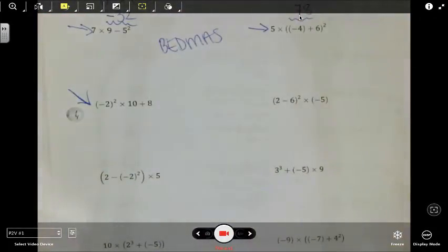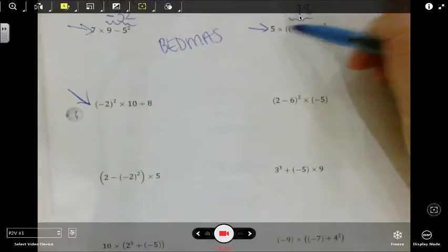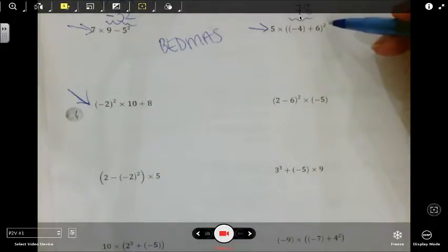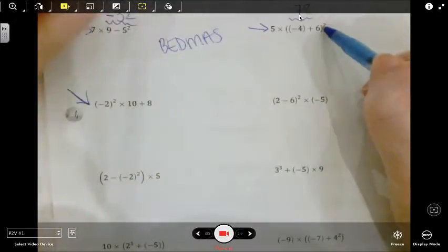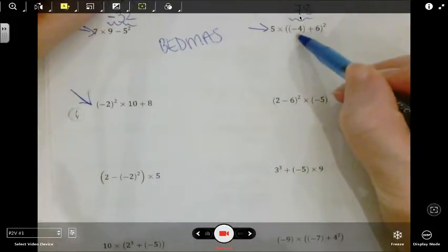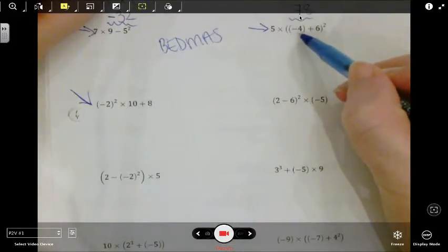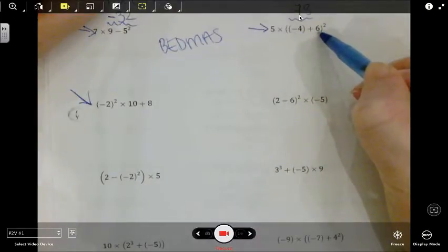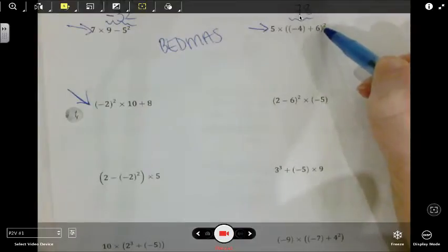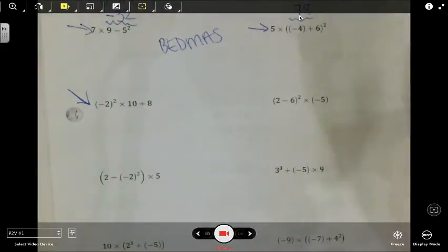All right, so you have 5 times, a bracket, -4 plus +6, and then all of that squared. So first thing, before I can square this, it's not just 6 squared. I have to reduce inside the bracket first. So I have -4 plus +6. The rules for adding with integers say if they're opposite signs, you ignore the signs for a second and you subtract the two numbers that are there.